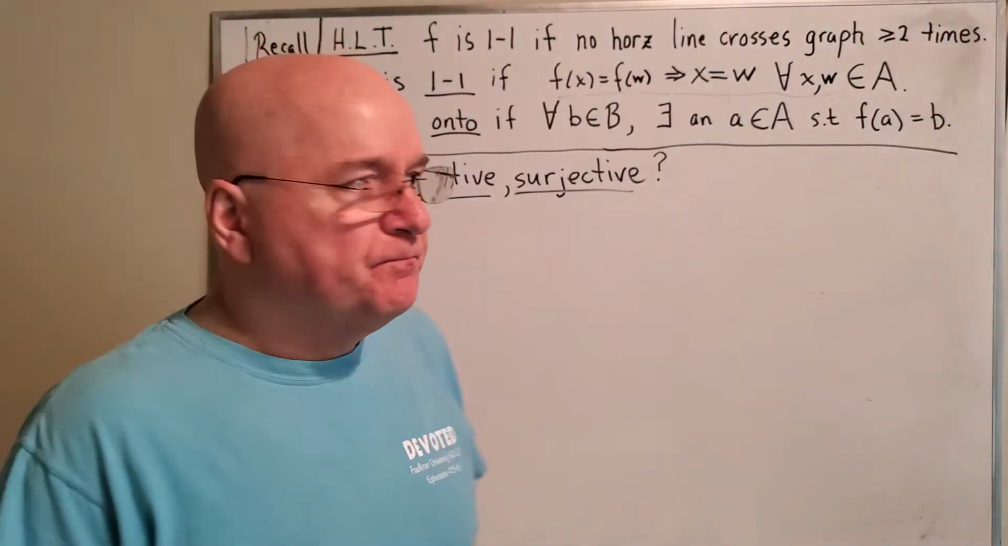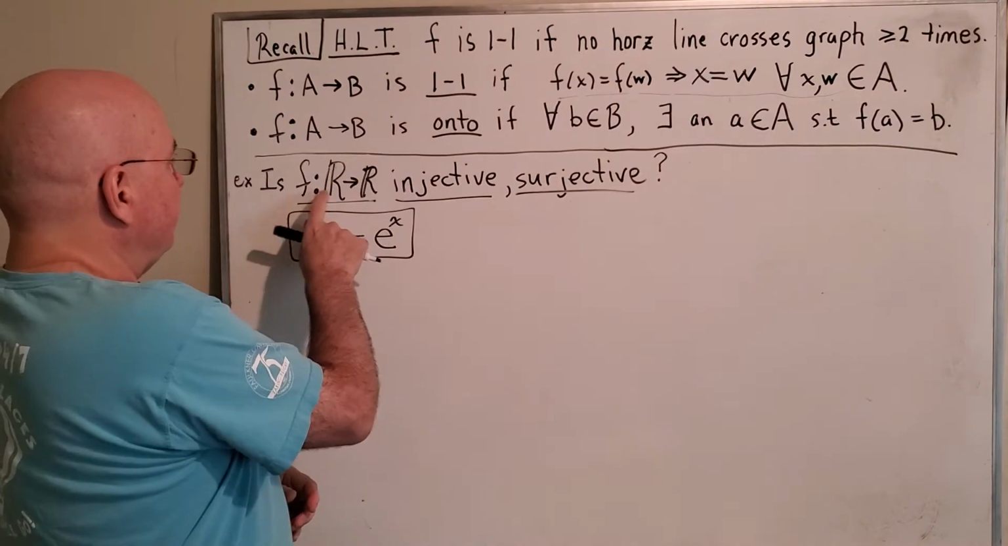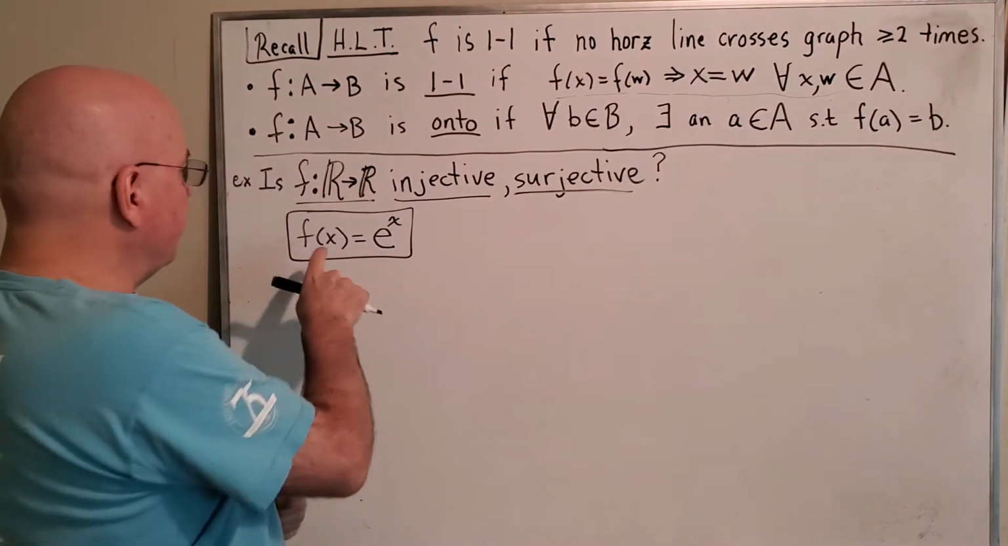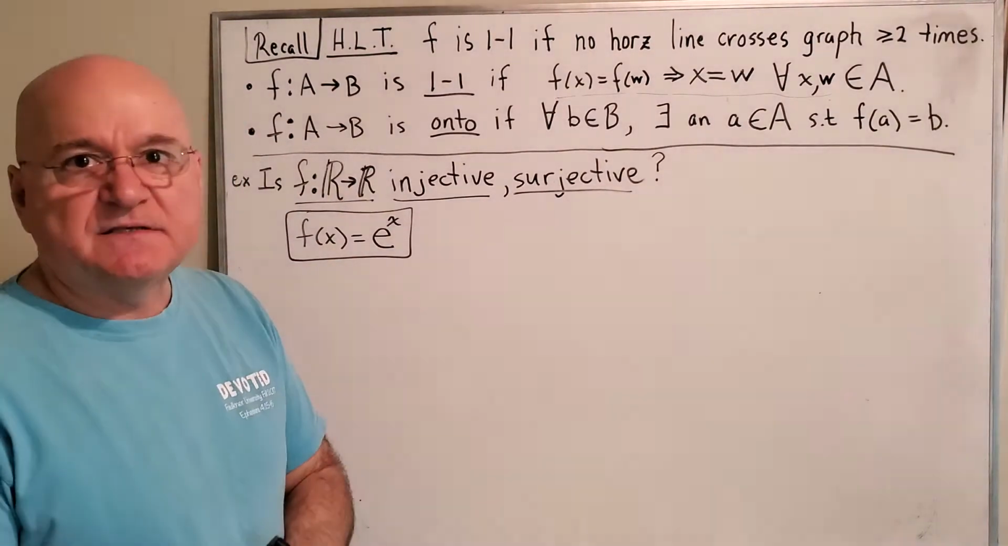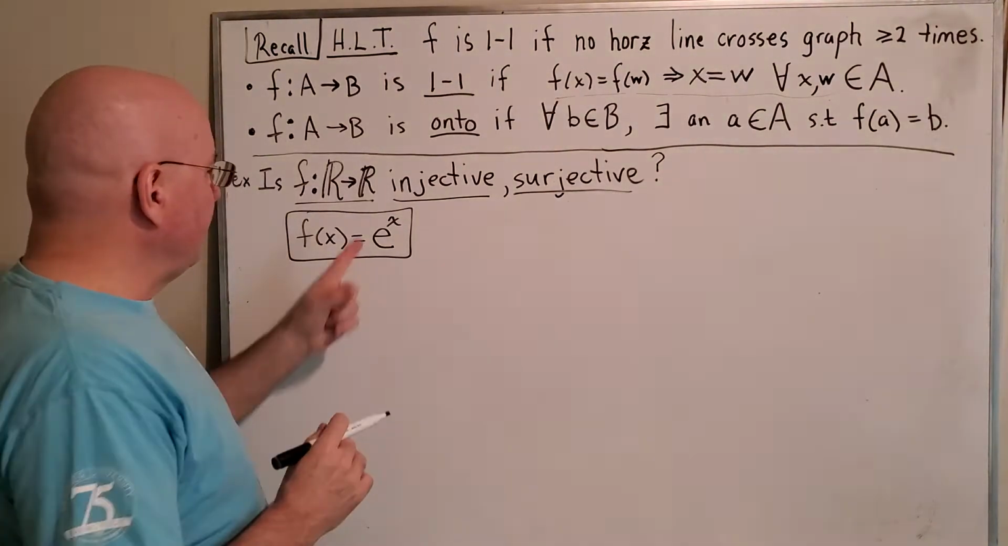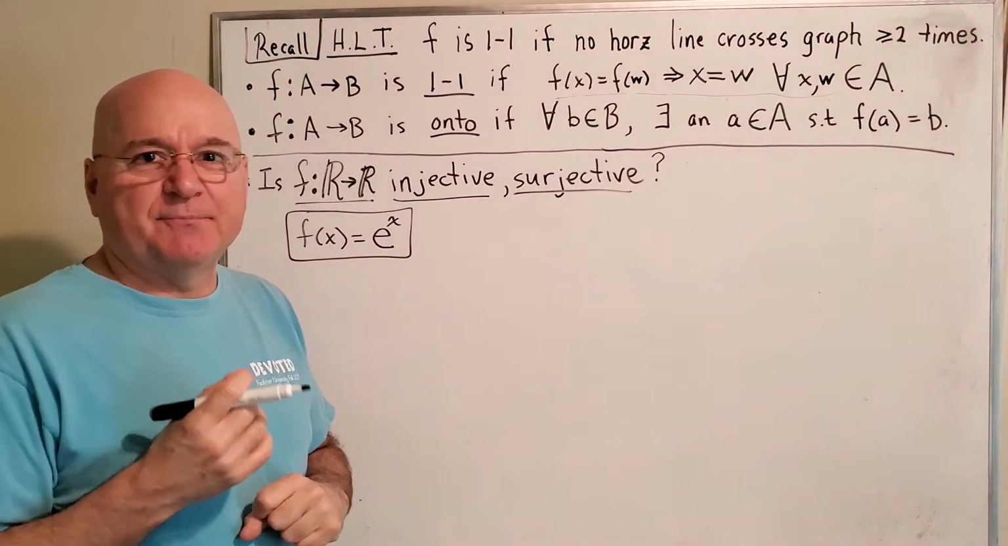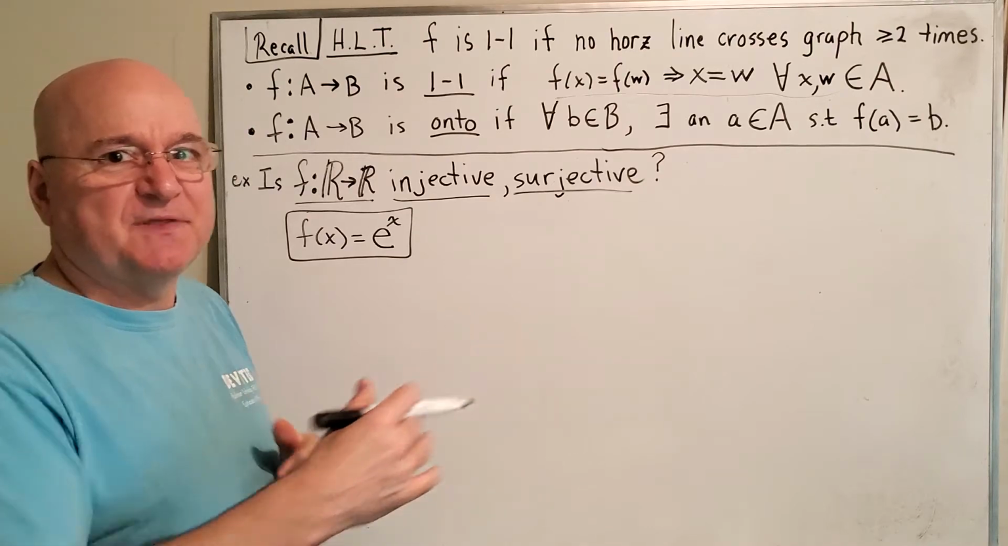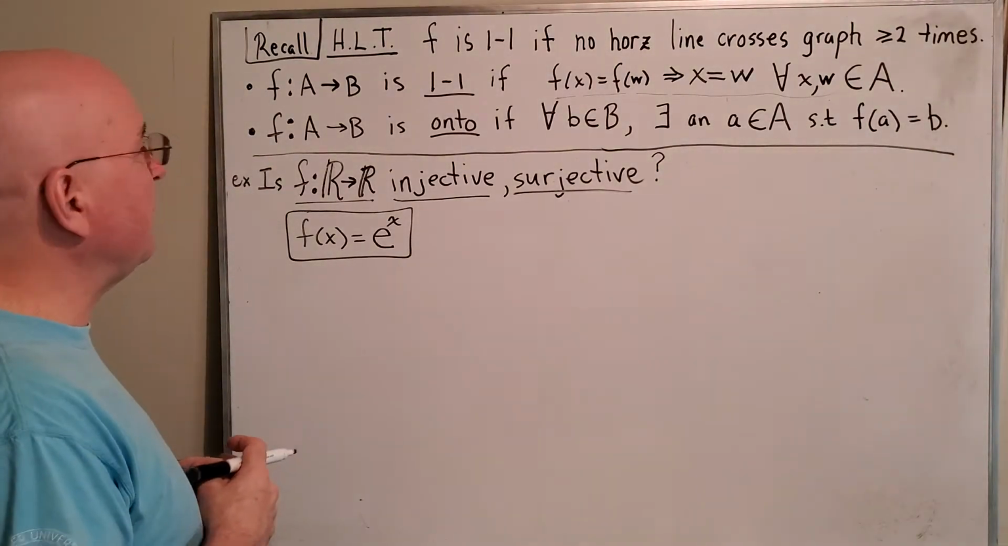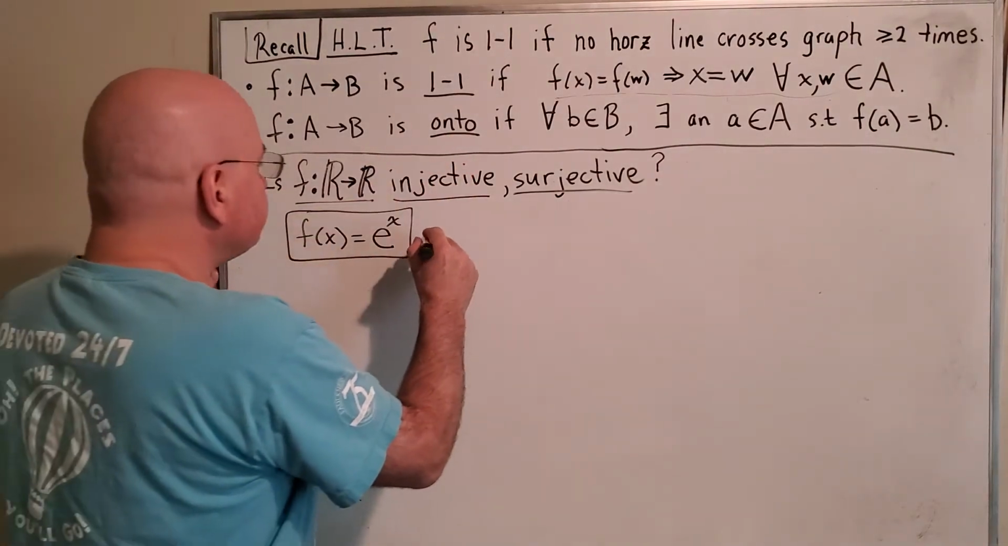Our next example is the function f from reals into reals defined by f of x equals e to the x. And we all know what e is. It's that irrational number, the constant 2.7 something or other. Well, let's test this out.